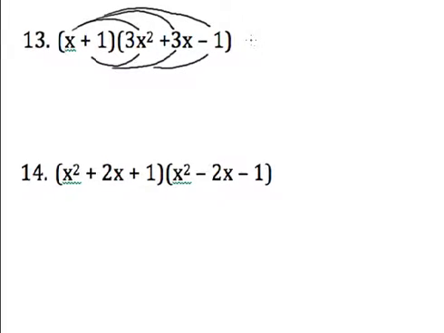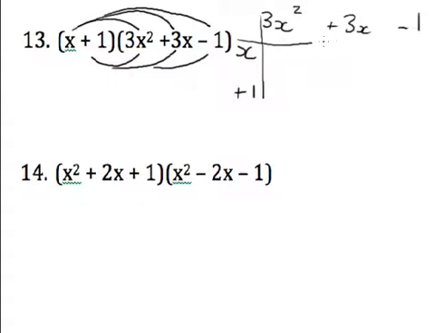Now a number of you have seen the box method for doing that, and I can show you the box method in this video. In this case I think it's easier to take the trinomial, the longer expression, 3x squared plus 3x minus 1, and make those the headings for the three columns, and the binomial, x plus 1, I'm going to put on the left hand side.